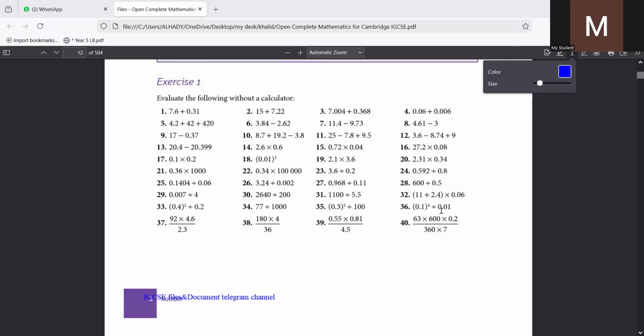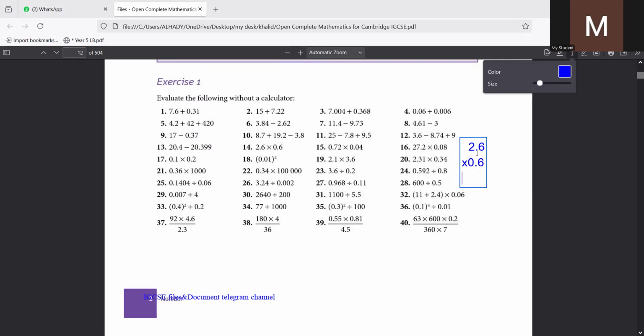Remember one thing: this multiplication is done as normal, like the multiplication of whole numbers. Nothing is different at all. Like when I say 2.6 multiplied by 0.6, normally you're just multiplying 26 by 6. Do the multiplication: you just multiply 26 by 6.